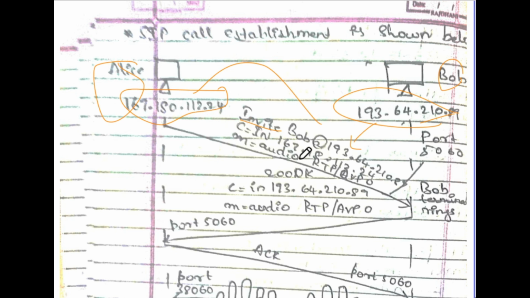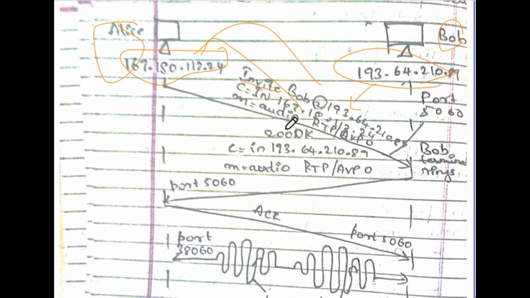C is equal to IN IP address of Alice, and M is equal to audio RTP/AVP 0. It is the same for incoming and outgoing. After this request is sent, Bob's terminal rings and the request is sent to port number 5060. 5060 is common in both user ends.